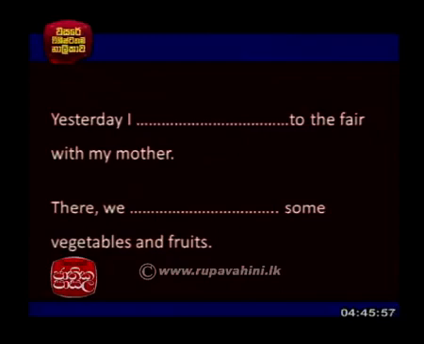So the answer should be went to the fair with my mother. Yeah, it's to the fair, a place. Then she had gone to that place, so we say yesterday I went to the fair with my mother. Then the second one, there we blank some vegetables and fruits. So what did we do there? So we bought some vegetables and fruits.